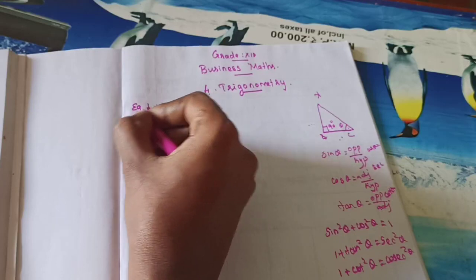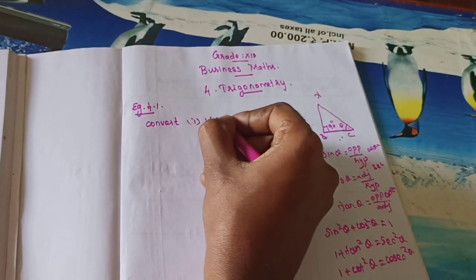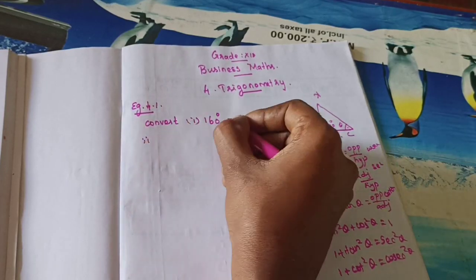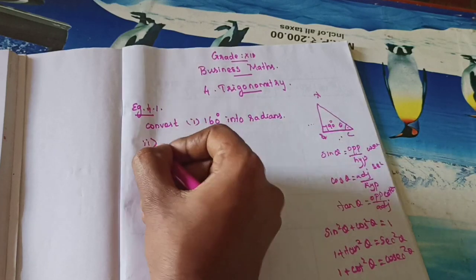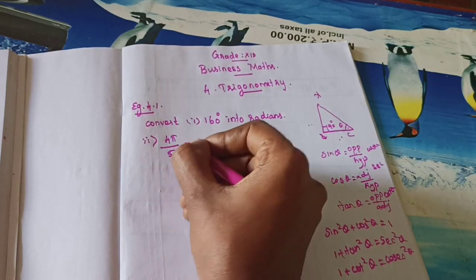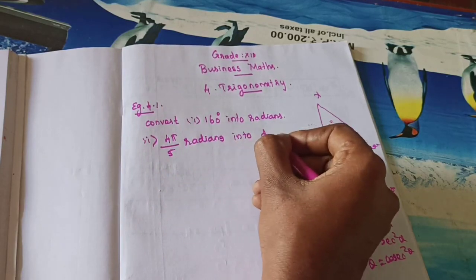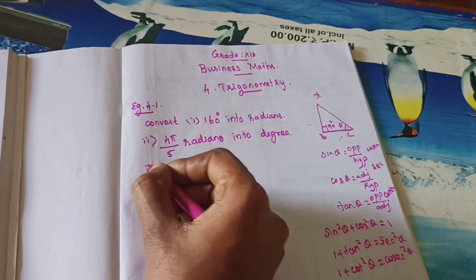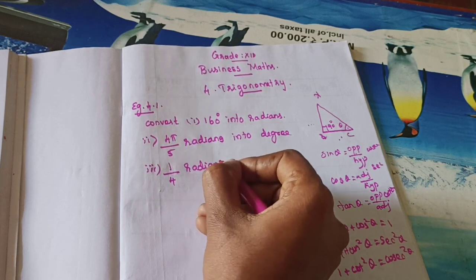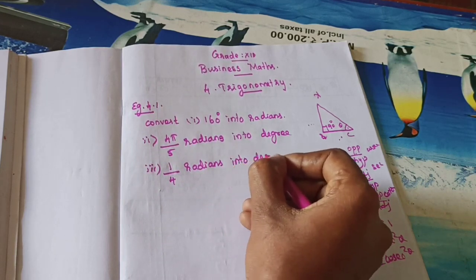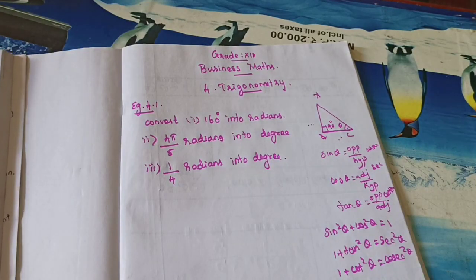Example 4.1. Convert: first one, 160 degrees into radians. Second one, 4 pi by 5 radians into degrees. Third one, 1 by 4 radians into degrees. So first you need to convert 160 degrees into radians.